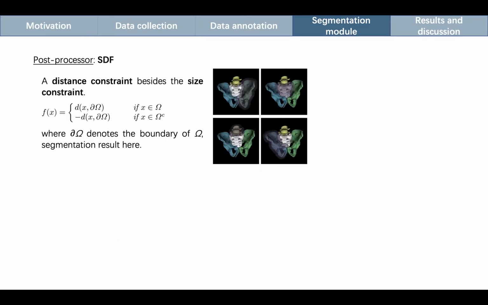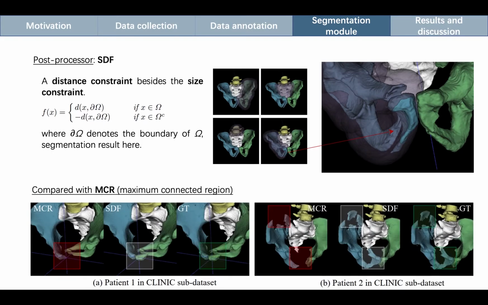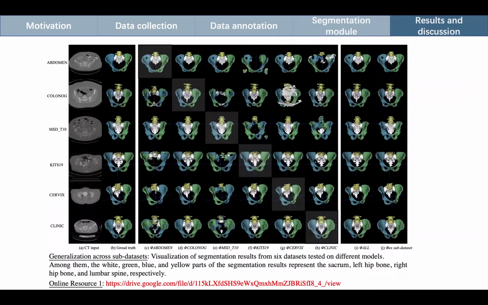Here is the formula of SDF. We can get a 3D distance map that increases from the bone border to the image boundary. When we set a threshold, we can get a region surrounding our main target structure. For example, in this figure, only those parts that are large enough and close enough to the main target structure will be returned. Below are some results of comparison with the traditional MCR-based post-processor. You can see that some major fracture fragments can be retained. This distance constraint is useful for pelvic fracture scenarios.